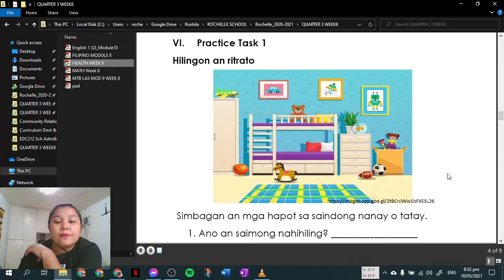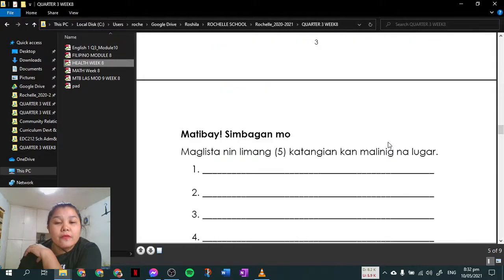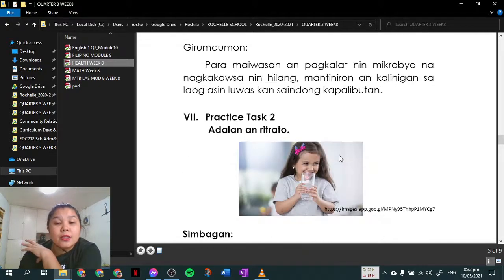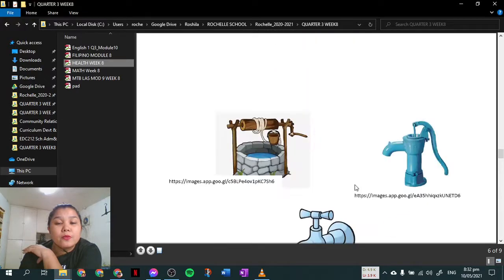Practice task 1. So, if the printout is blurred or not clear, so you just refer to this video. Colored ang mga nandito. So, in 1 to 5 questions, and then, maglista ng 5 katangian ng malinis na lugar. So, describe. How can you tell that it's a clean place, helpful, and free from pollution? So, anong mga palatandaan? And then practice task 2. So, based on the picture, you answer the questions below.